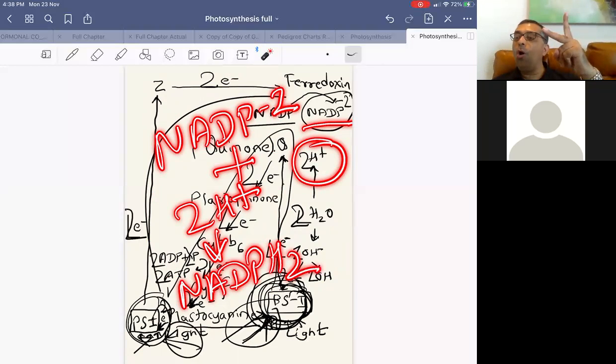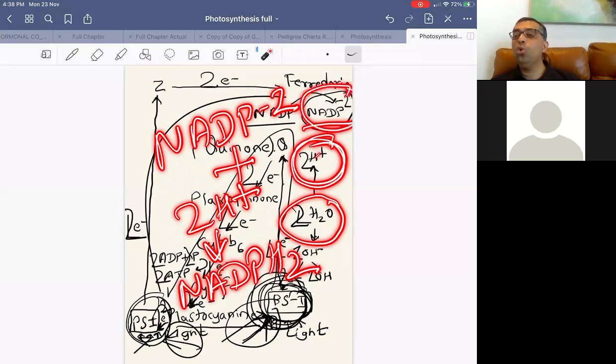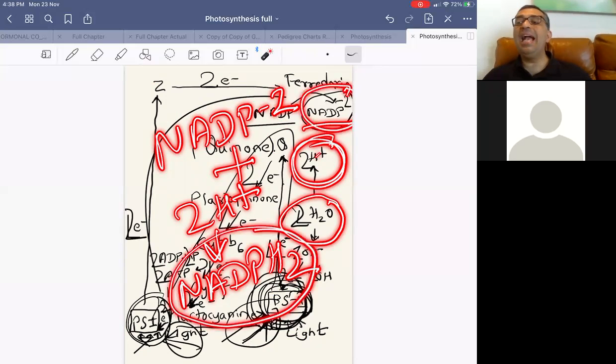दो photolysis हुए, दो photolysis of water से 2H plus liberate हुए, और 2H plus एक NADP minus 2 के साथ combine होके बनता है NADPH2. NADPH2 बन गया. NADPH2. Sir, is NADPH2 a molecule with energy or without energy?